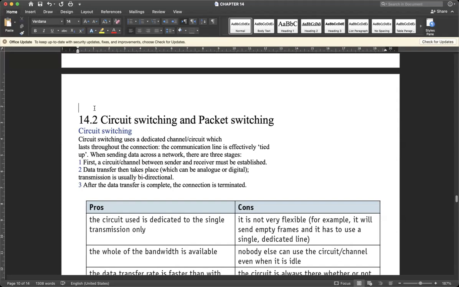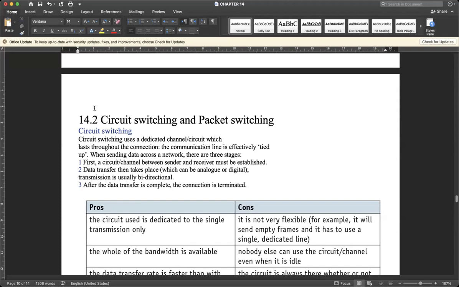Today we are going to continue chapter number 14, Communications, and we are on our Paper 3, A2 Computer Science. Today the topic is circuit switching and packet switching.